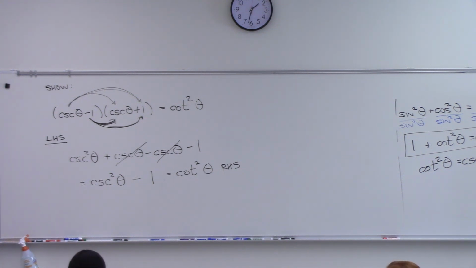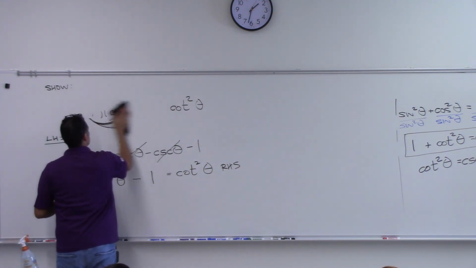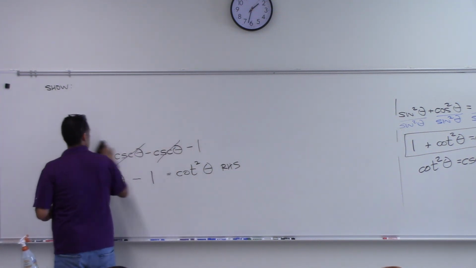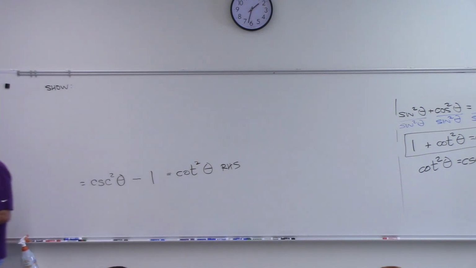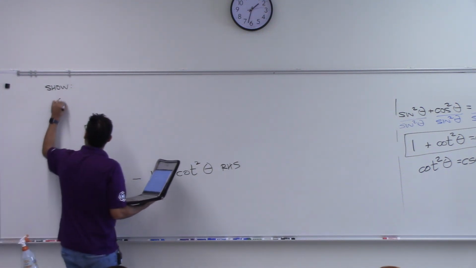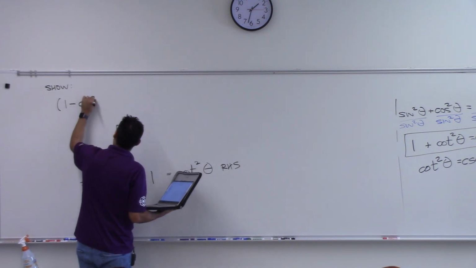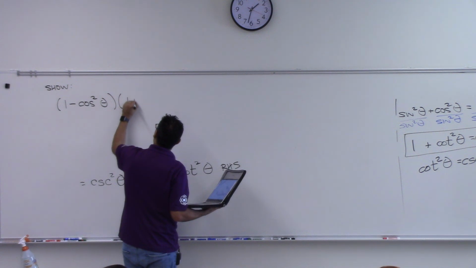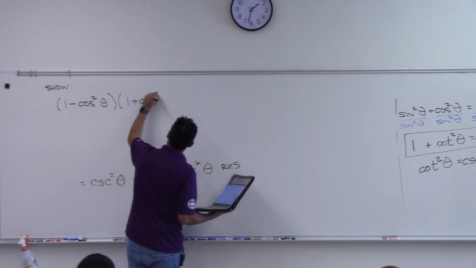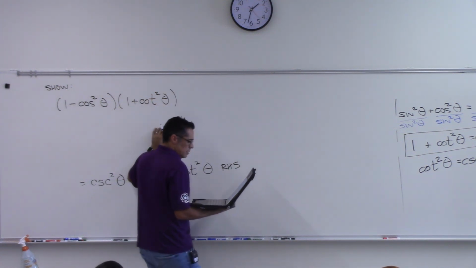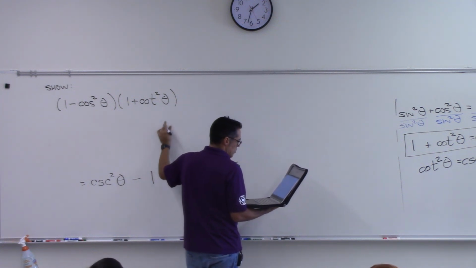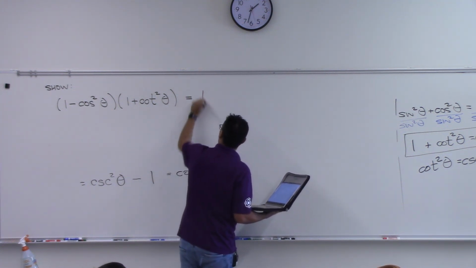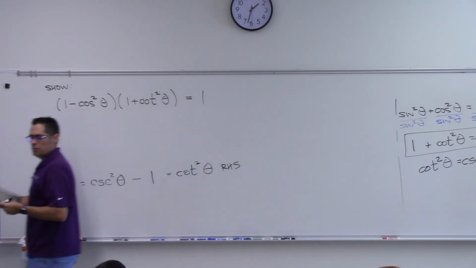All right, can I go to the next one? How about parentheses 1 minus cosine squared theta, and then we have 1 plus cotangent squared theta, not cosine, and that equals 1. Show that that's true.